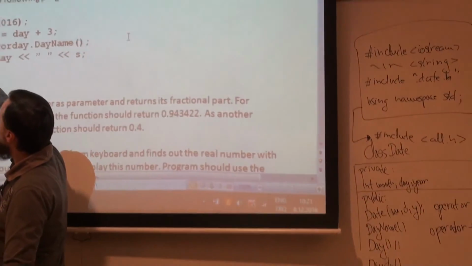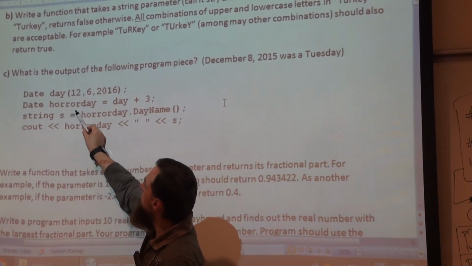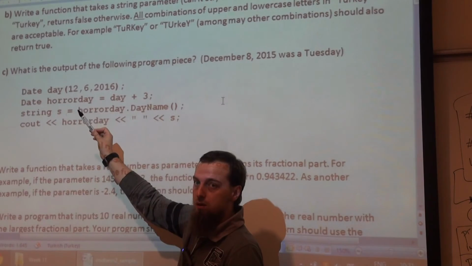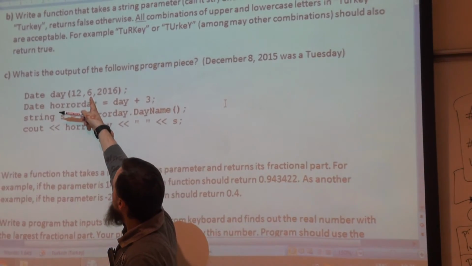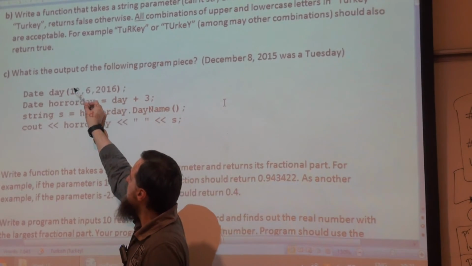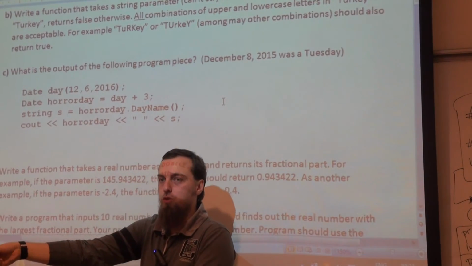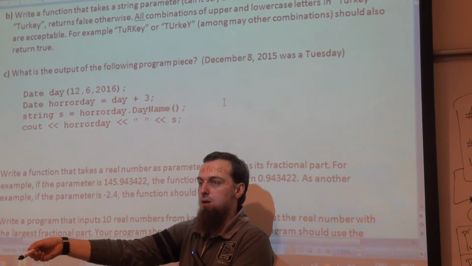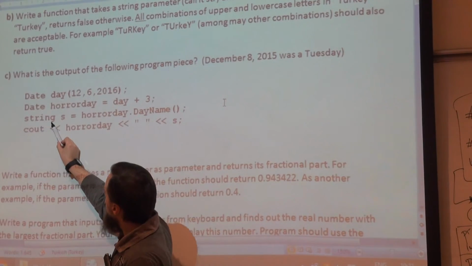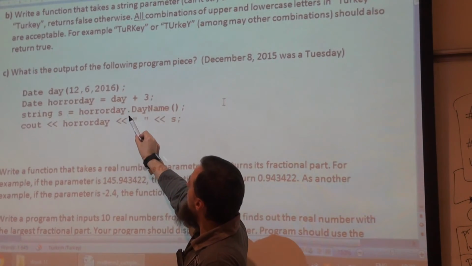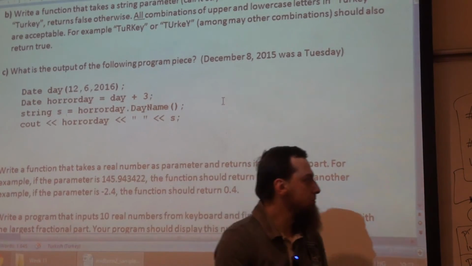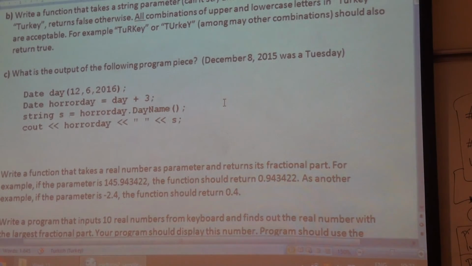So day is a date. We define another date called horror day. This day plus 3 is going to return a date, which is, well, what's the date of the new date that is going to be returned? This date plus 3 more days, which is 9th of December. Then we define a string, which is equal to horror day, point day name. So let's go with C again.